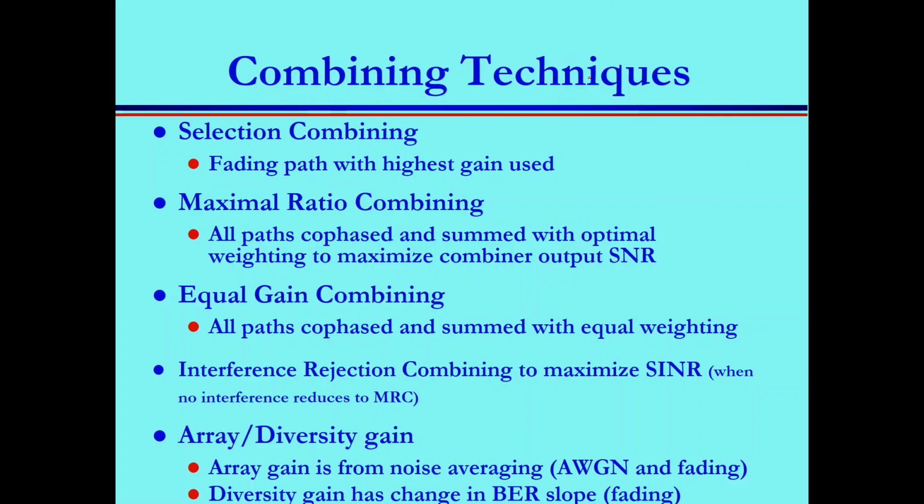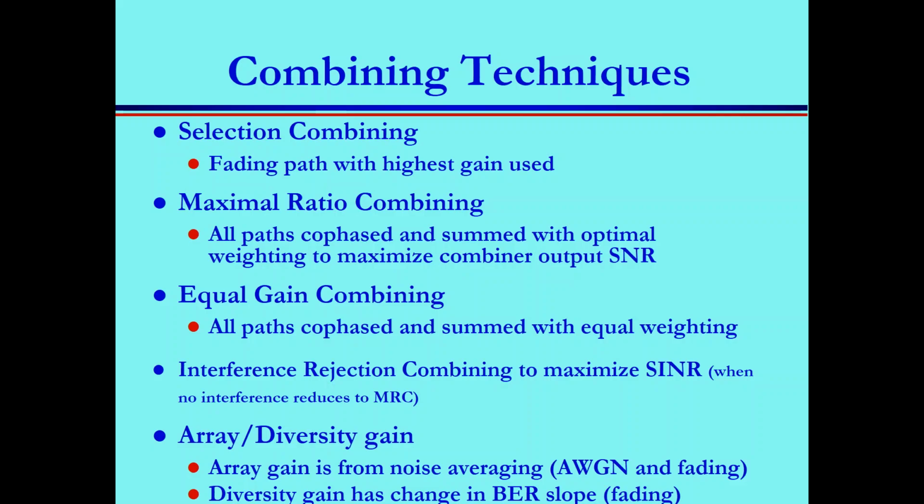Now, I haven't talked about diversity techniques. Now we need to combine these multiple paths that we receive. How do we combine them? The first one we call selection combining, where the fading path with the highest gain is selected and used.